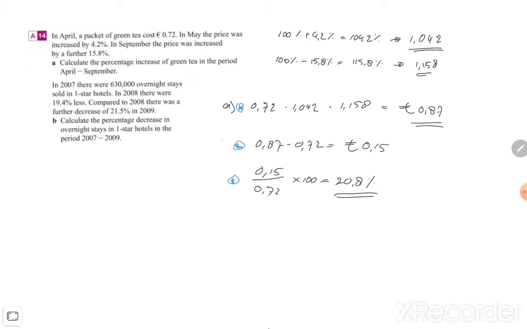Okay, let's have a look at exercise B, because there they're going to talk about a decrease instead of an increase. So in 2007, there were 630,000 overnight stays sold in 1-star hotels. In 2008, there were 19.4% less. Compared to 2008, there was a further decrease of 21.5% in 2009.